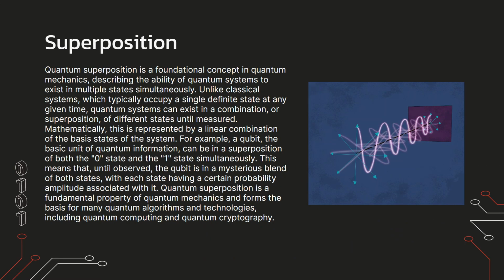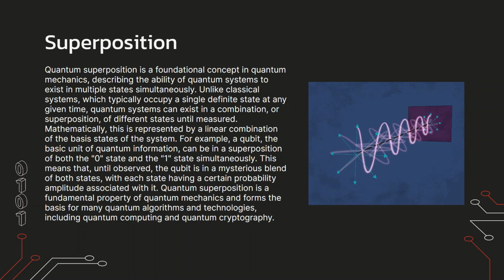So let's talk about superpositions. A quantum superposition is the foundational concept in quantum mechanics, describing the ability of quantum systems to exist in multiple states simultaneously. So, unlike classical systems, which typically occupy a single definite state at any given time, quantum systems can exist in a combination or superposition of different states until measured. Mathematically, this is represented by a linear combination of the basic states of the system.